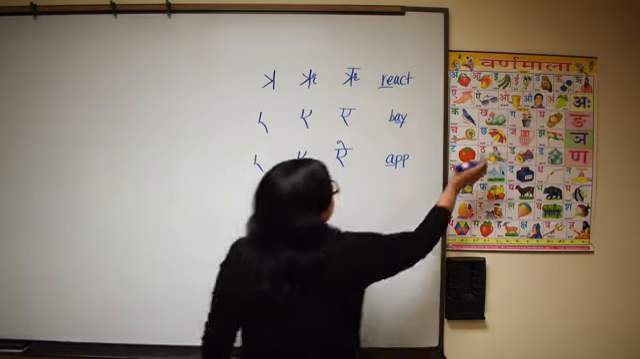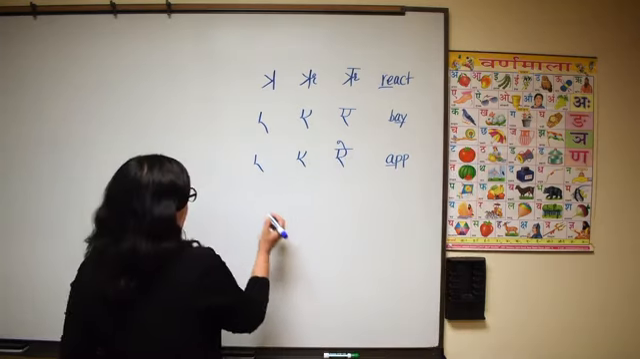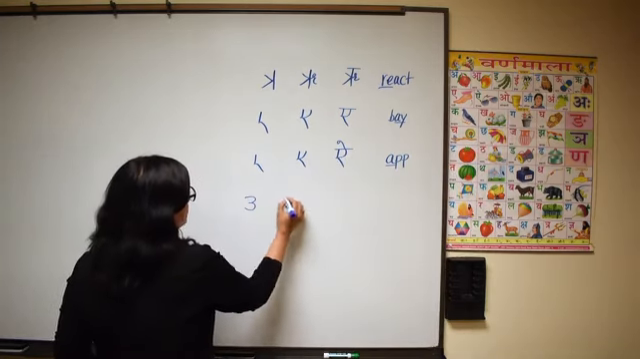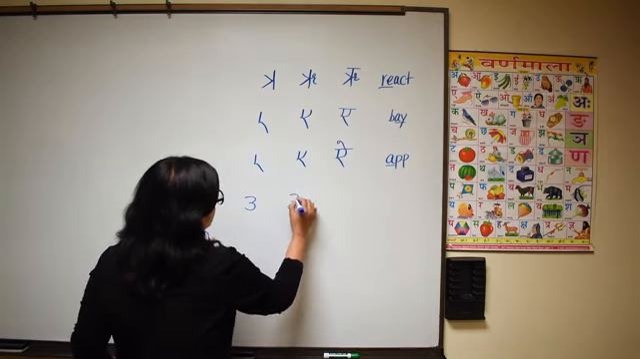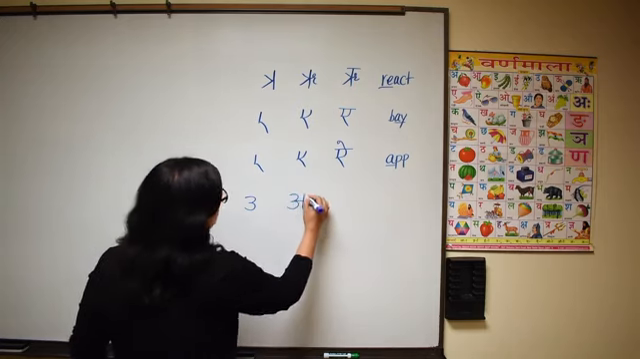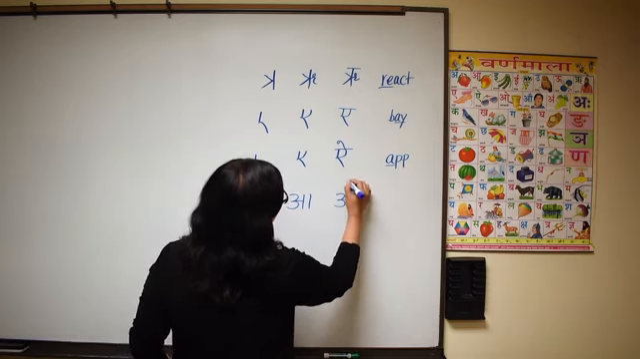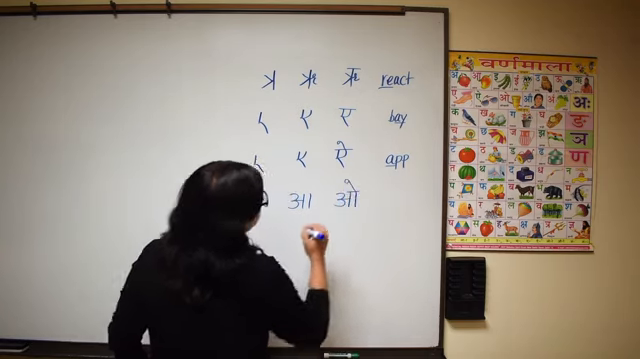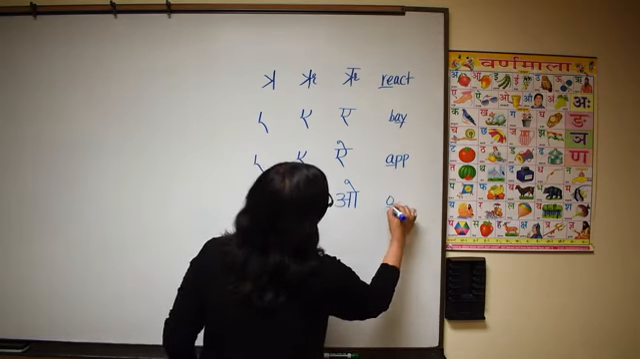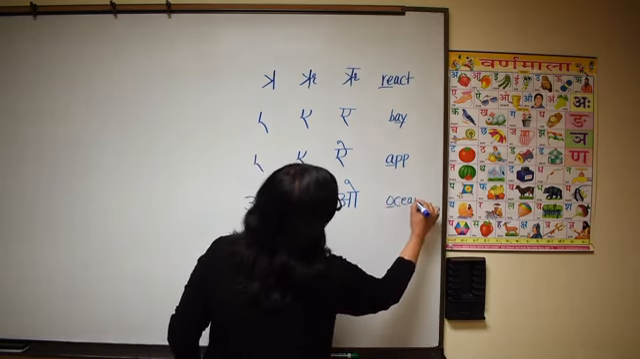The next one is O, okay? It looks very similar in shape to the first couple of vowels. The only thing different is that you have one balloon on top, and that's our O as in ocean. Okay.